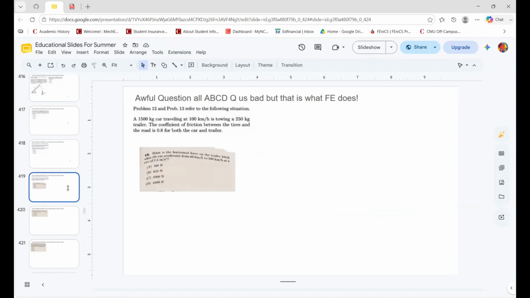So over here, what's the horizontal force on the trailer hitch when the car accelerates from 60 to 100 at a rate of 2.5? What's it asking for? What's the horizontal force on the hitch when the car slides? Well, isn't it just 2.5 multiplied by the weight, which is 1500? No, what's the weight? Trailer 250. So 2.5 multiplied by, I'm glad it's not asking for the direction. That would be a little bit harder. Multiplied by 250 equals 625. So that is B.